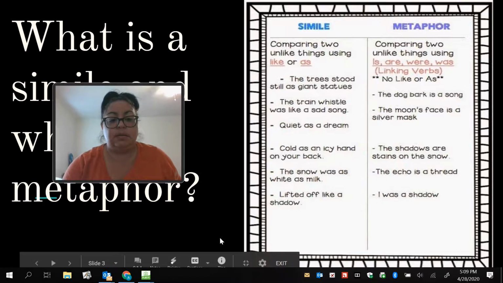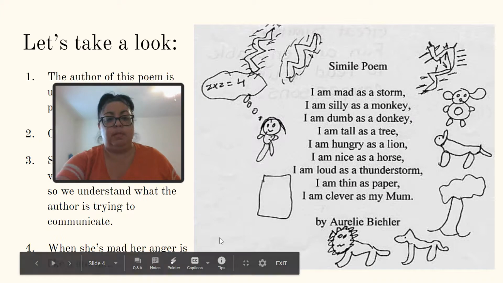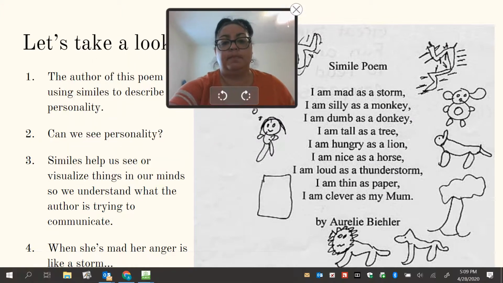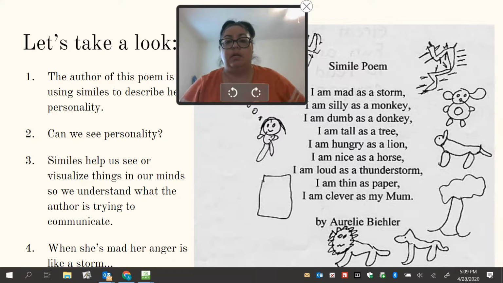Let's look at the next slide. Let's take a look at this poem. Let me move myself out of your way. So in this poem, a simile poem. Let me read the poem to you.